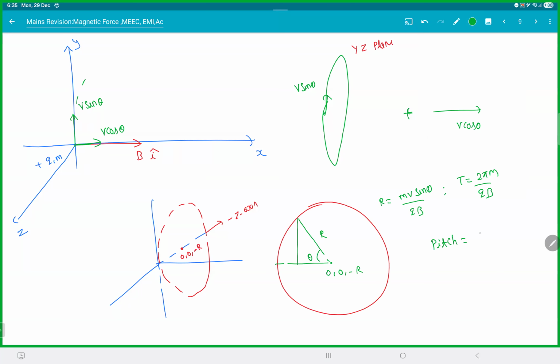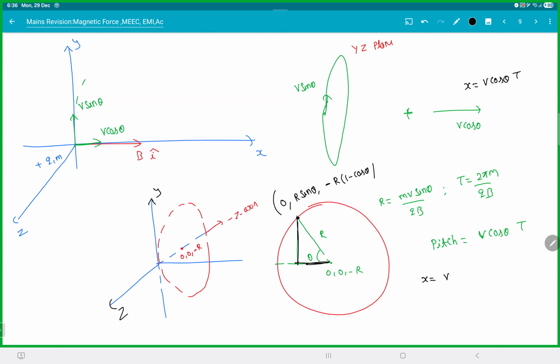And how do you get the coordinates? This guy is r cos theta, this is r sin theta. Remember, this is your y and this is your z. So the x coordinate is 0, the y coordinate will be r sin theta, and the z coordinate will be minus r into 1 minus cos theta. And your x coordinate will be v cos theta t. If you had been given an electric field, it would have been v cos theta t plus half a t square. There, you've done everything. So you got the x coordinate is v cos theta times t.